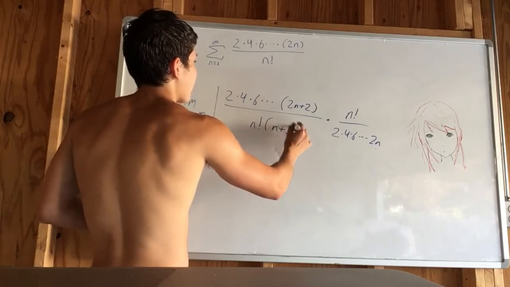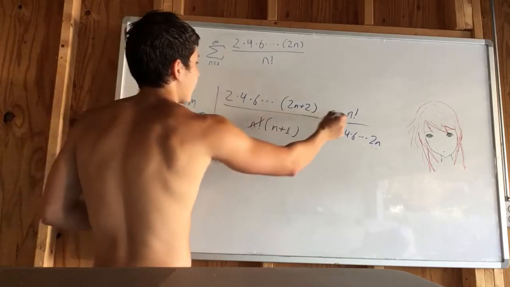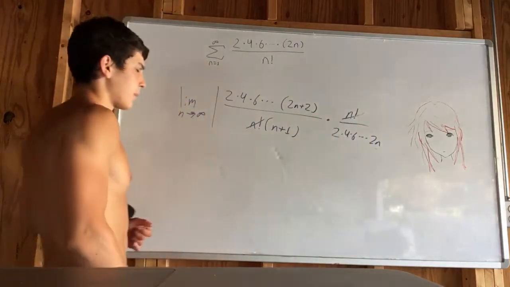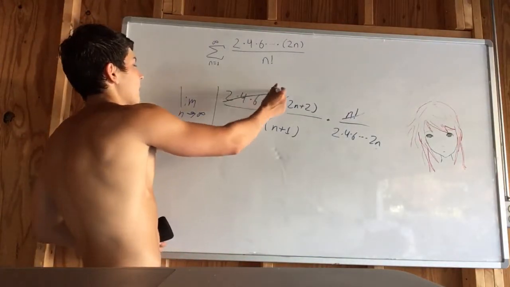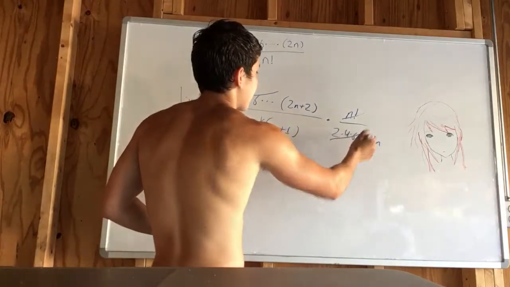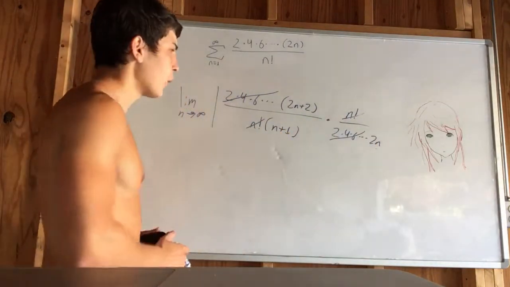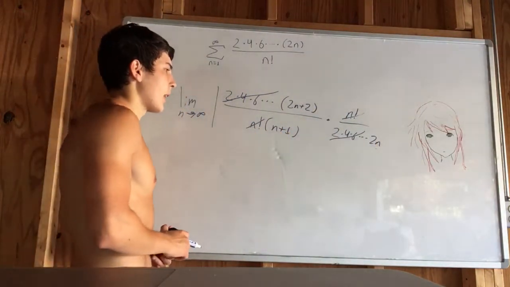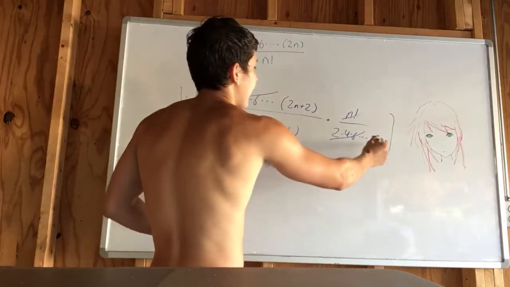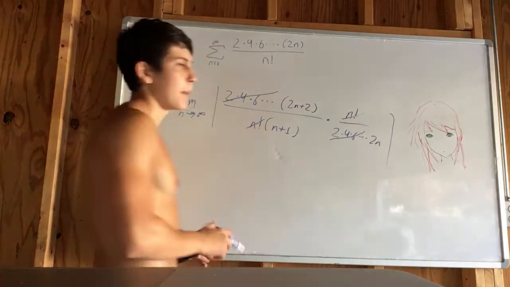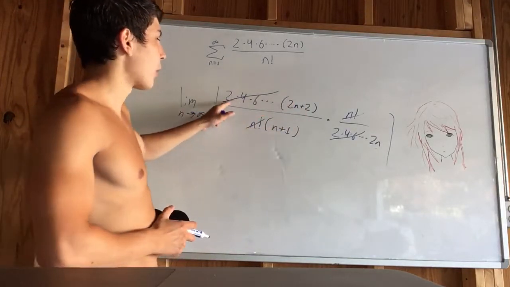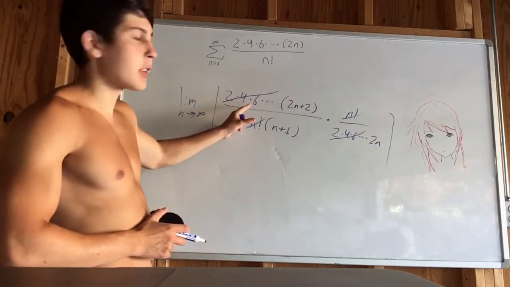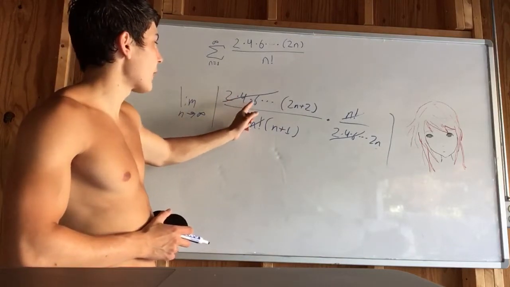So we can cancel out this n factorial with this n factorial. We can also cancel out this with all of this stuff. And what's more, we can actually cancel out this one. Because here we have 2n plus 2, but look, we're just going up by 2 each time we multiply. This is 2, this is 4, this is 6.